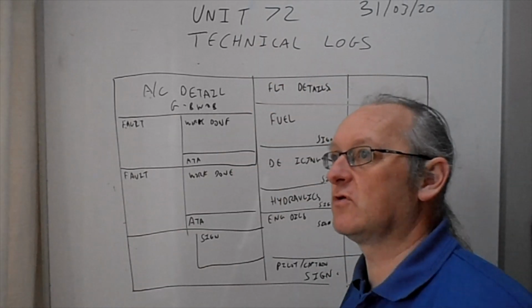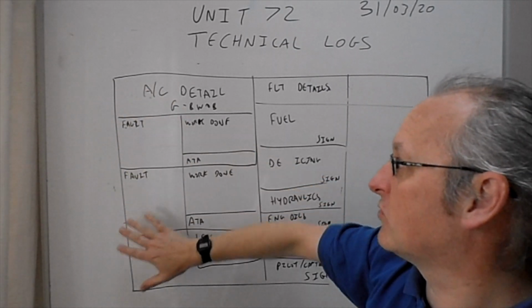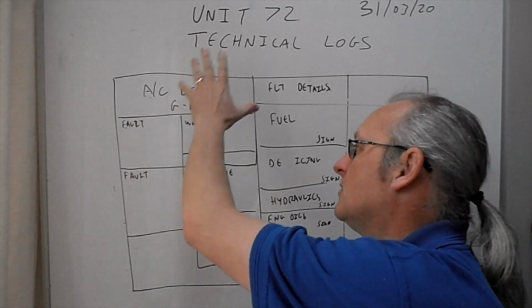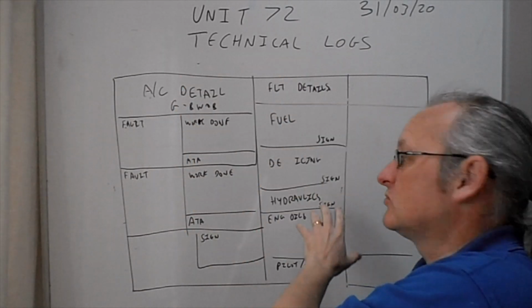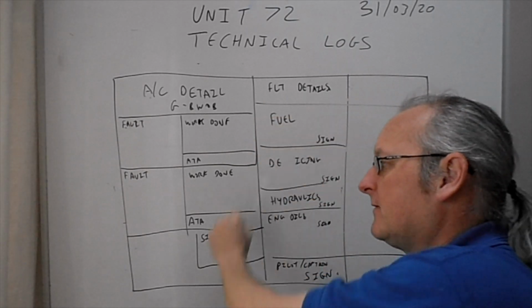They'll hand the tech log over to the aircraft, they will fill in any faults on this part of it, so they'll say this is what's wrong with it. The responsibility goes to the ground crew to fix the aeroplane. They do the standard maintenance, so they'll do the fuel and the hydraulics and the engine oils and everything. They'll sign for all of that.